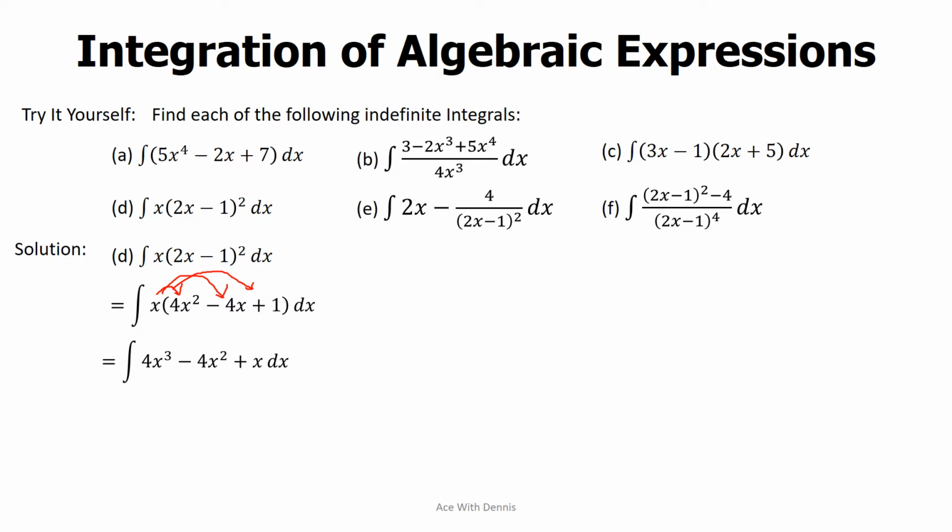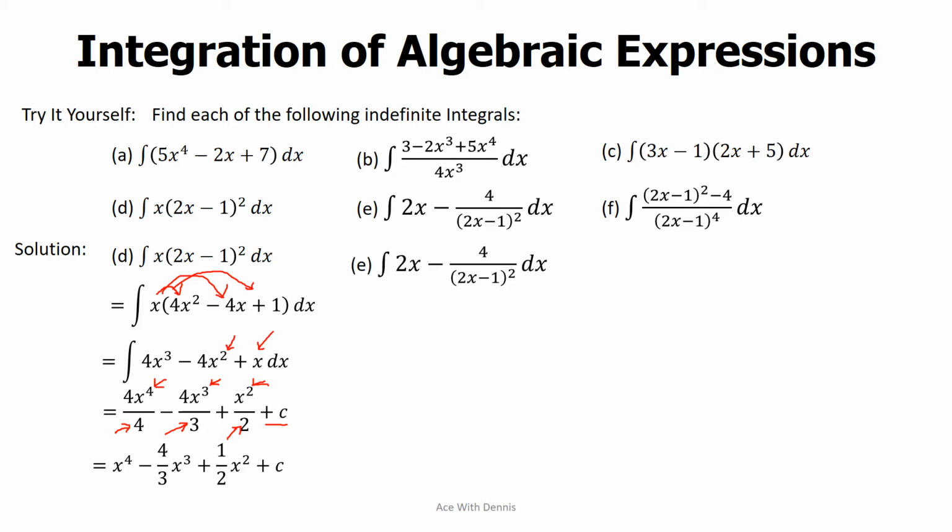So for 4x cubed, the power 3 plus 1, then we get 4, then over the power plus 1, then over 4 here. The second term, the power is 2 plus 1 becomes 3, then over power plus 1, which is 3. The next one, integration of x. So power plus 1 becomes 2, then over power plus 1, we get a 2 here. Then followed by plus a constant c. After that, we can simplify the expression, which becomes x to the power 4 minus 4 over 3 x cubed plus half x squared plus c.